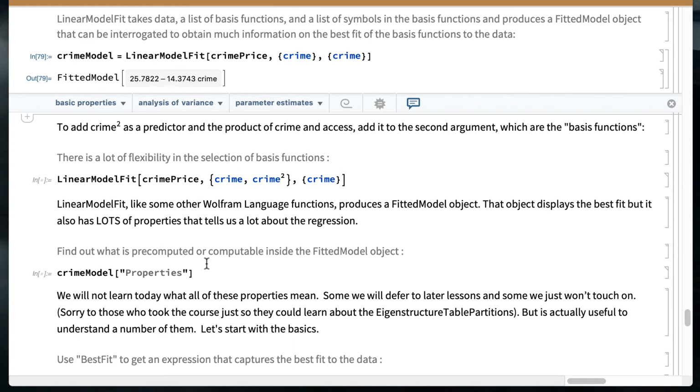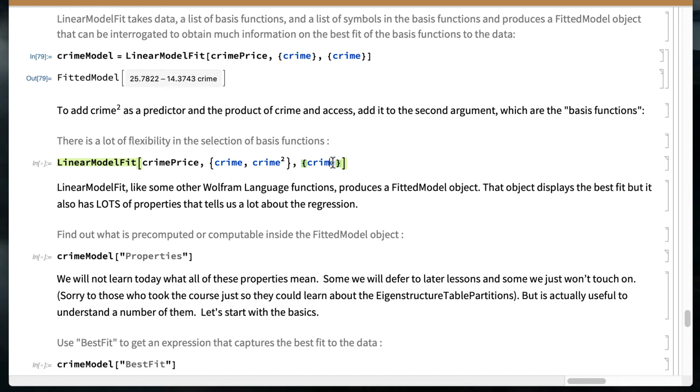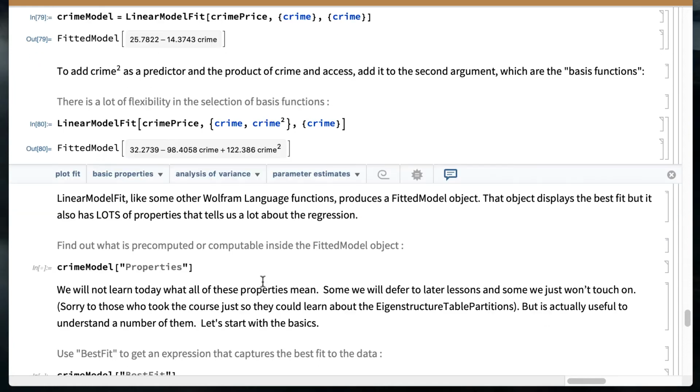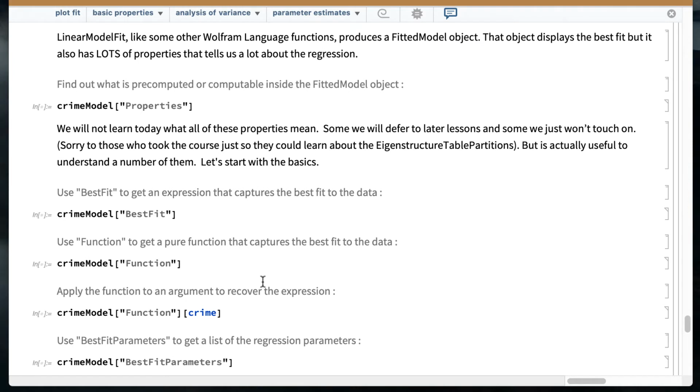We can take a quadratic model. Now we have 2 basis functions. We have crime and crime squared. What we're trying to predict is still the same thing, the coefficient in front of crime. And we get a fitted model. Now, remember I told you way back, when you see gray stuff, that can mean that you're dealing with a Wolfram Language object, and there's much, much more that you can learn about it. So LinearModelFit produces a FittedModel object. And then what you can do is ask Wolfram, hey, what do you know about that fitted model object?